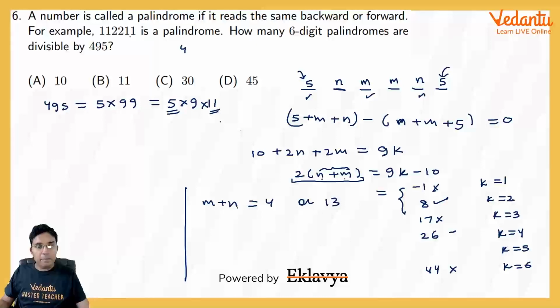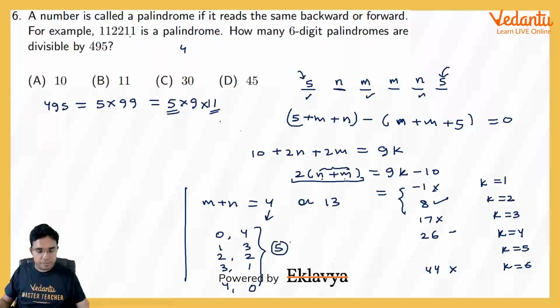Now m and n can be 0 also. For this 4, I think we can have values of m to be 0, then n 4, then 1, then this will be 3, 2, then this will be 2, this 3, then this will be 1, this 4, then this will be 0. So in this scenario, we are having 5 cases.